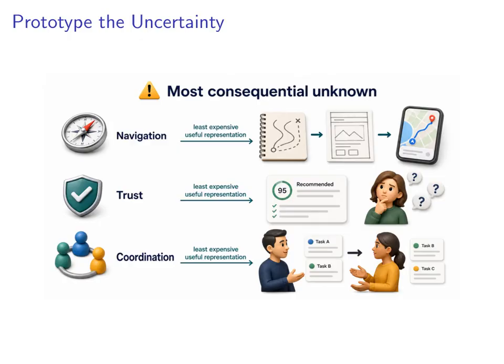Start by naming the most consequential unknown, then choose the least expensive useful representation. A navigation question may need a sequence of arrows. A trust question may need a recommendation that a person can question. A coordination question may need roles and handoffs. Match the prototype form to the uncertainty and leave unrelated detail rough.